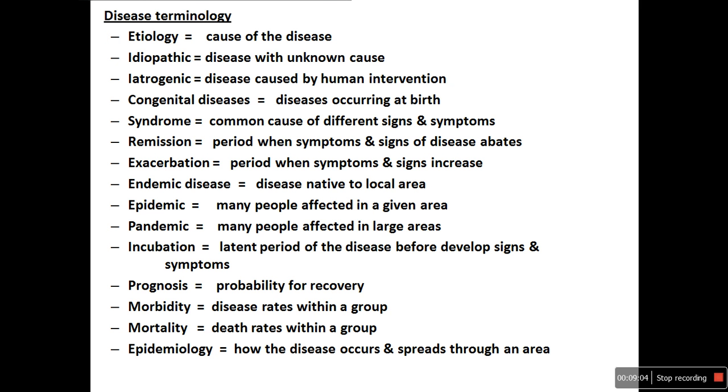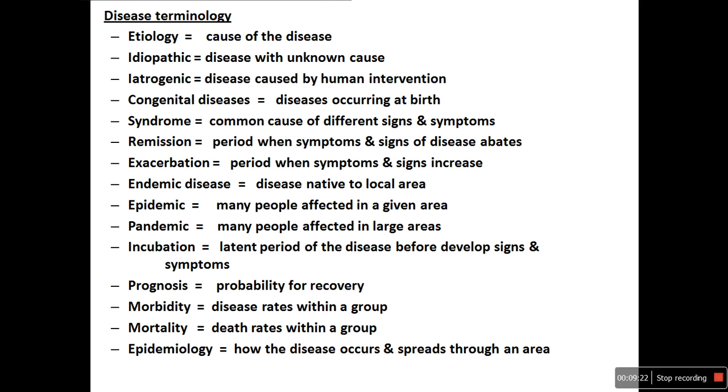Congenital disease, within born. Congenital diseases أو الأمراض الخلقية. Diseases occurring at birth. أمراض تحصل عند الولادة.